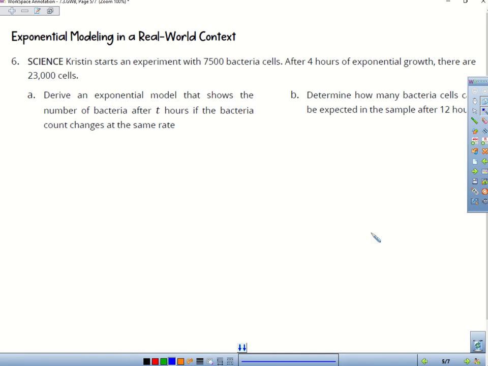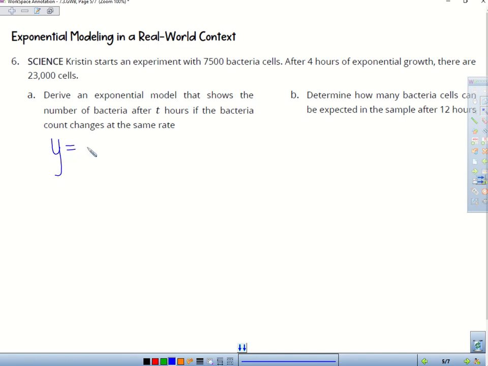So Kristen starts an experiment with 7,500 bacteria cells. After 4 hours of exponential growth, there are 23,000 cells. Derive an exponential model that shows the number of bacteria t hours after, if the bacteria rate stays the same, basically. So we have our equation.